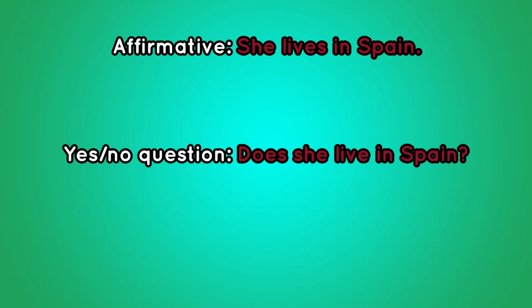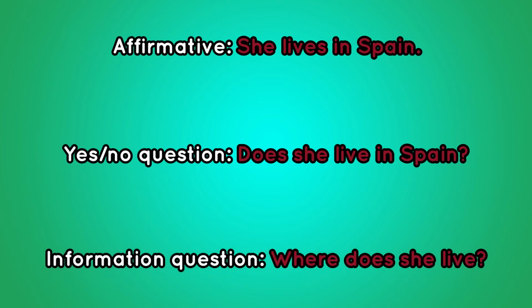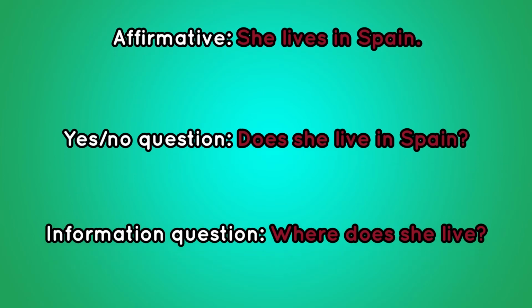Check these examples. In the affirmative form, we have the sentence, she lives in Spain. If we want to create a yes/no question, we can ask, does she live in Spain? But check this. When we want to ask for information, we add a question word. Where does she live? She lives in Spain. That is the information that we are asking for.